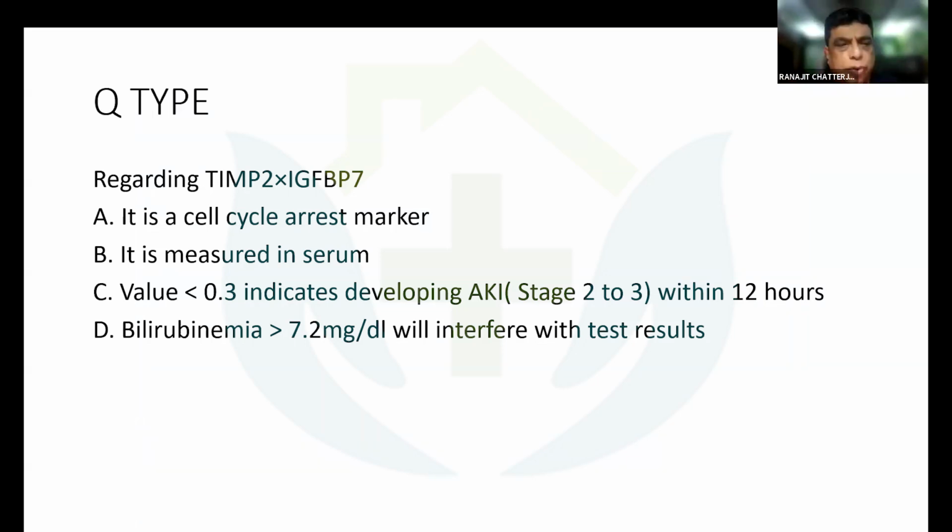But why am I telling this? Because this is the latest one that is in the market, so you'll be asked questions about it. If you don't know, go for this, or if you know about it, answer this question. It is a cell cycle arrest marker. It is measured in the serum or in the blood. Values less than 0.3 indicate developing AKI stage 2 and stage 3 within 12 hours. And bilirubinemia more than 7.2 milligram per day will interfere with the test results.